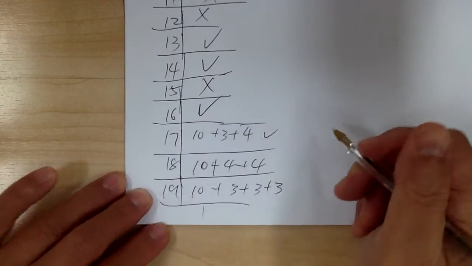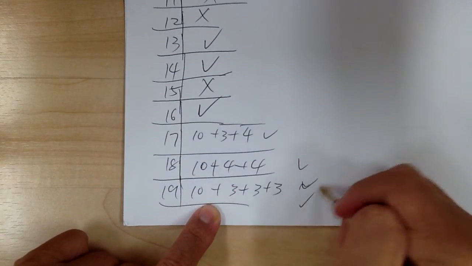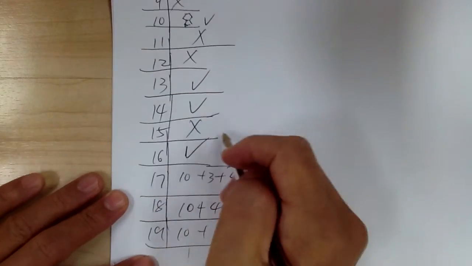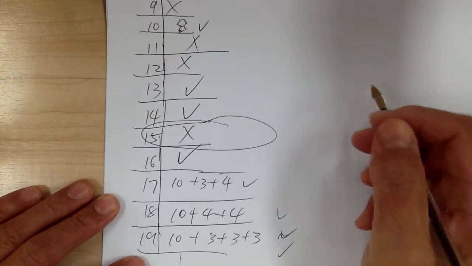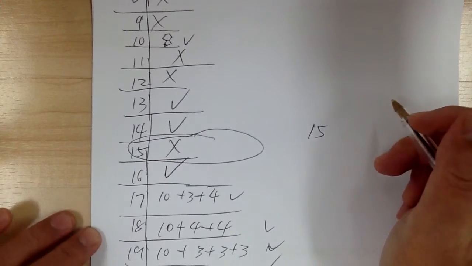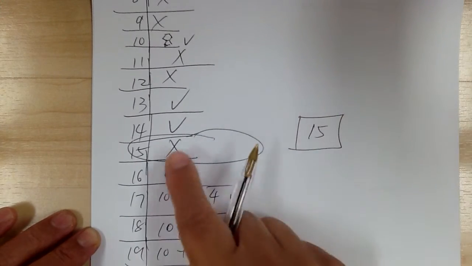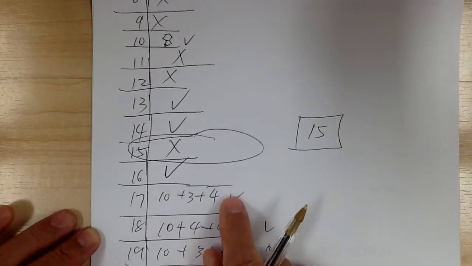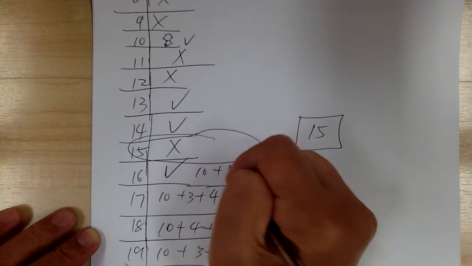So anything after that you can get. Any combination. So the largest number that you cannot get is 15. So 15 is the largest number that's impossible. Anything after that you can get, because again from here you can have 10 plus 3 plus 3.